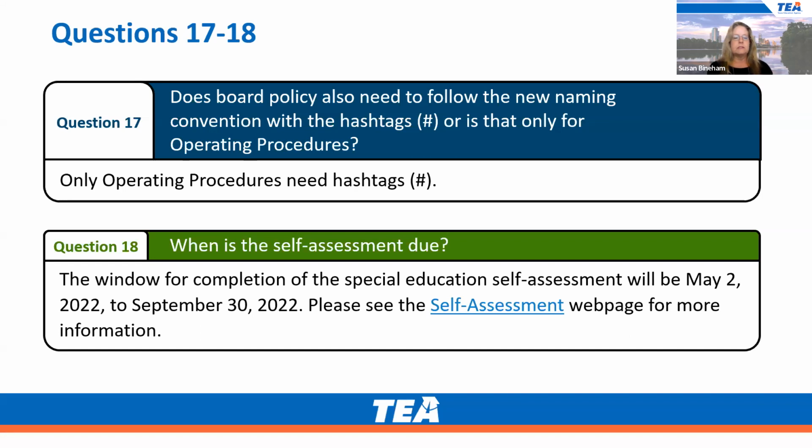When is self-assessment due? The window for completion of the self-assessment will be May 2nd, 2022 to September 30th, 2022. So it opens on May 2nd and it will close on September 30th. You can get that information off the self-assessment webpage that's linked through review and support.